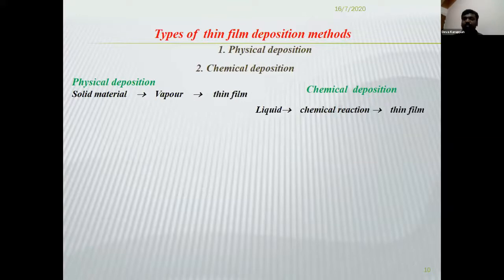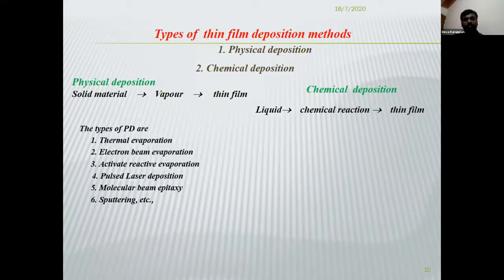In chemical deposition, with a liquid solution, the chemical reaction takes place by applying some heat to get a thin film. In the chemical method, we should use some solvent like water or ethanol. Chemical deposition is very low cost compared to physical deposition. The physical depositions are thermal evaporation, sputtering, reactive sputtering, and so on. We already know about that.